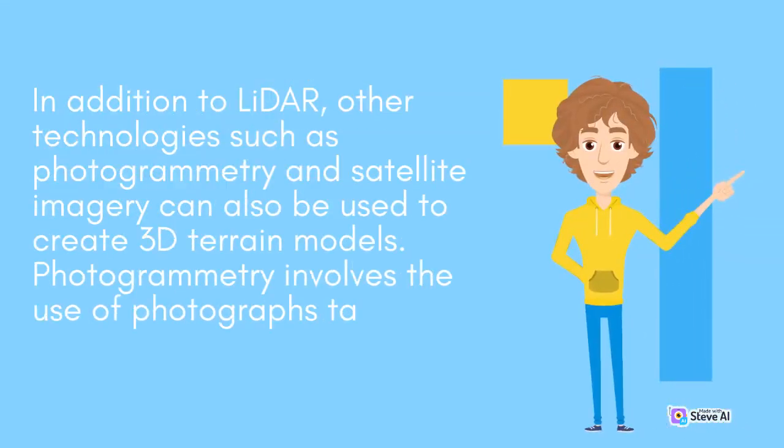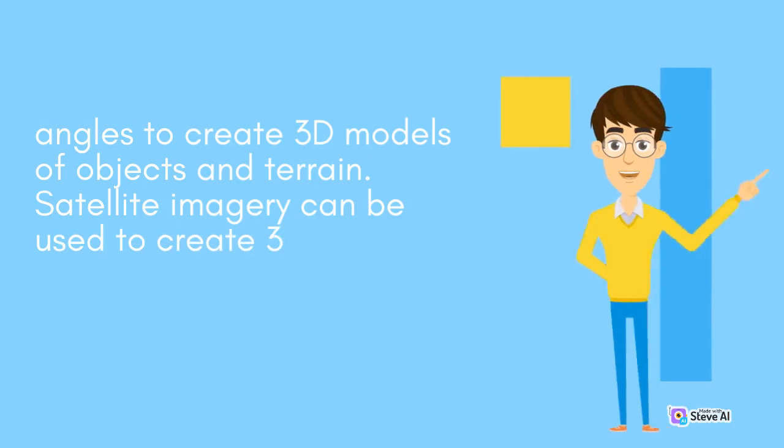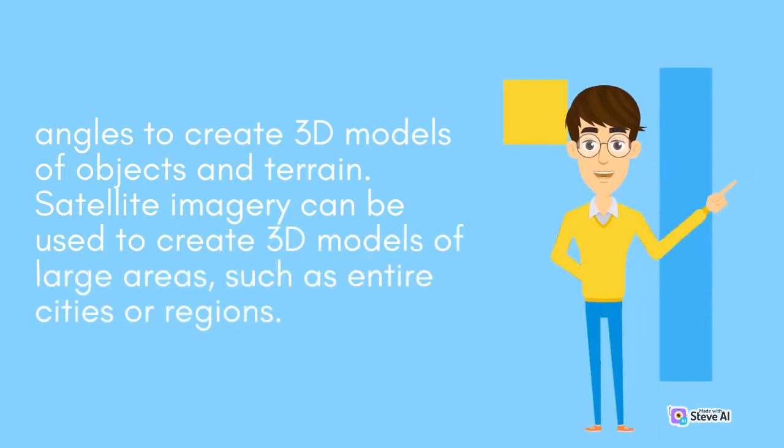In addition to LiDAR, other technologies such as photogrammetry and satellite imagery can also be used to create 3D terrain models. Photogrammetry involves the use of photographs taken from different angles to create 3D models of objects and terrain. Satellite imagery can be used to create 3D models of large areas, such as entire cities or regions.